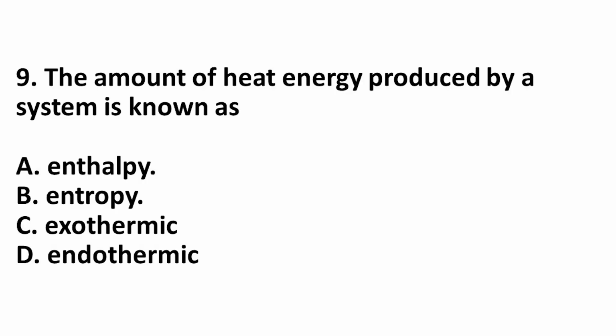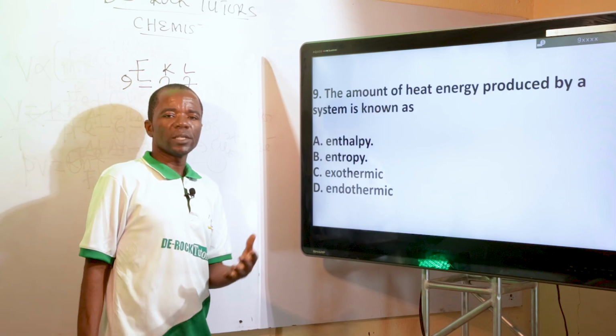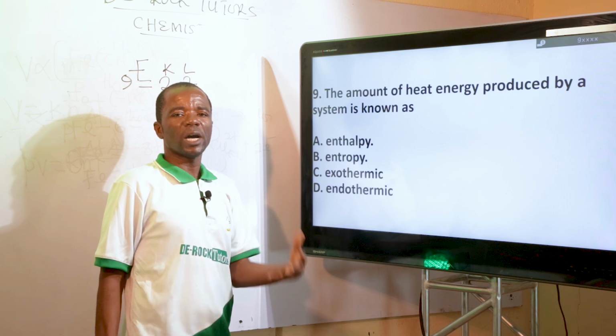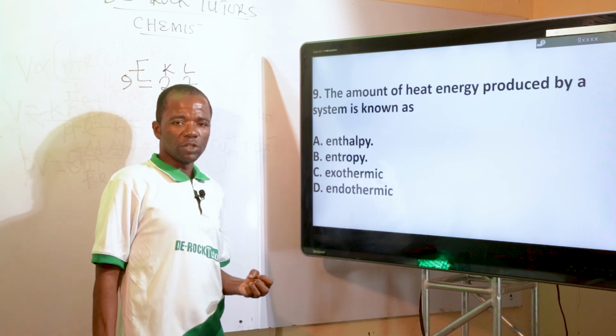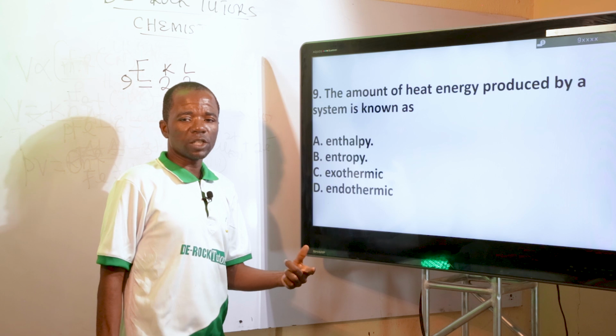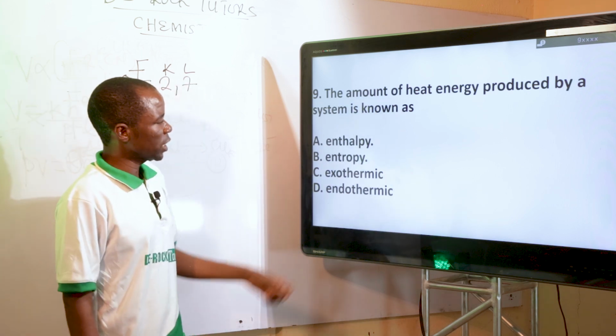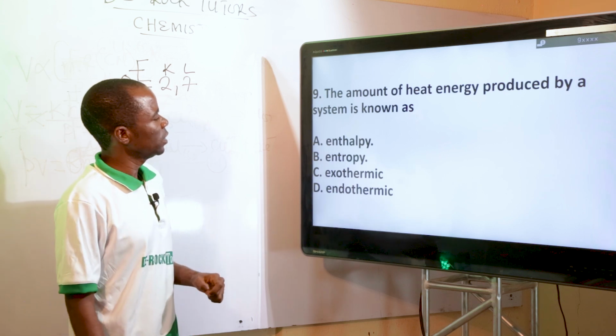The amount of heat energy produced by a system is known as dash. That's the enthalpy. We refer to enthalpy as the heat energy that accompanies a chemical reaction. It can be the heat that is released during an exothermic reaction. It could be the heat that is absorbed during an endothermic reaction. So the correct answer for number 9 is A.